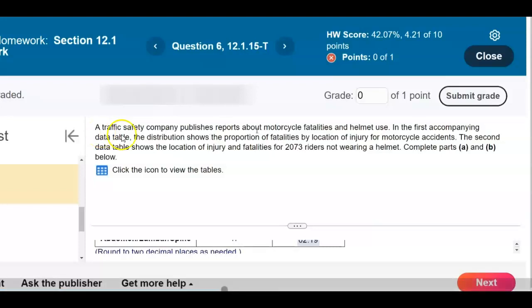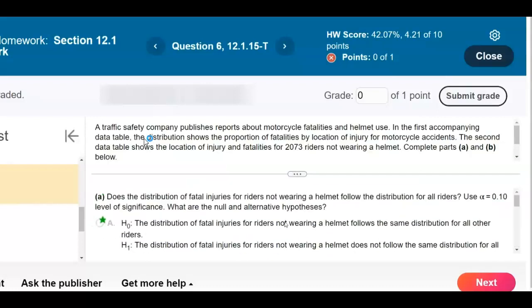A traffic safety company publishes reports about motorcycle fatalities. In the first accompanying data table, the distribution shows the proportion of fatalities by location of injury for motorcycle accidents. The second shows the location of injury and fatalities for 2,073 riders not wearing a helmet. And what we're trying to figure out is whether the distribution for fatal injuries of riders not wearing a helmet follows the distribution for all riders.